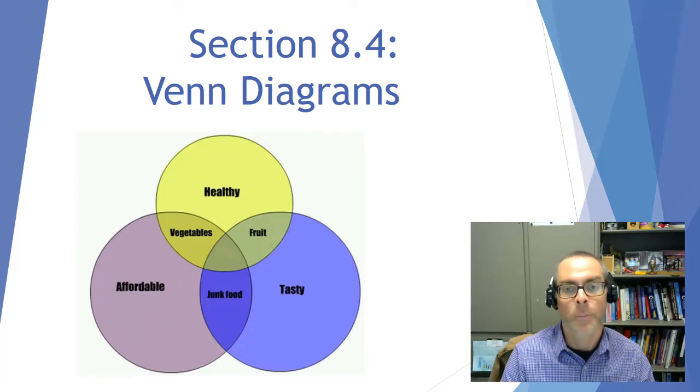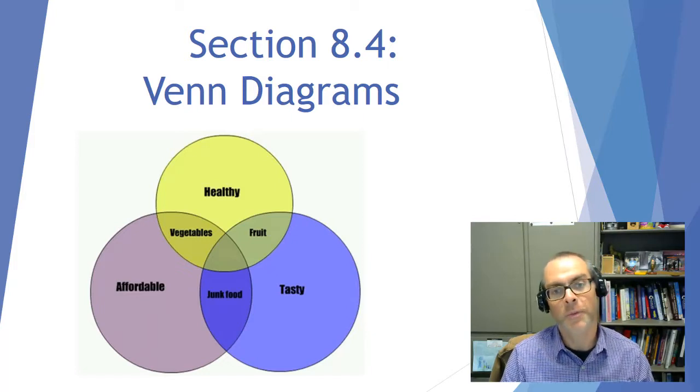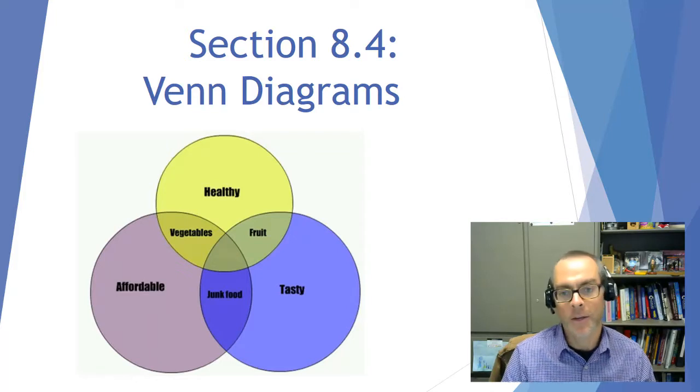makes sense. We're going to work with Venn diagrams now, and I've got a Venn diagram on your screen that is sort of self-explanatory. We've got three categories of foods. We've got healthy foods, tasty foods, and affordable foods. And you can kind of see that the intersection of some of those sets are a little bit more narrowly defined. For example, junk food. It's affordable and tasty, but not really healthy. It falls outside of that circle.